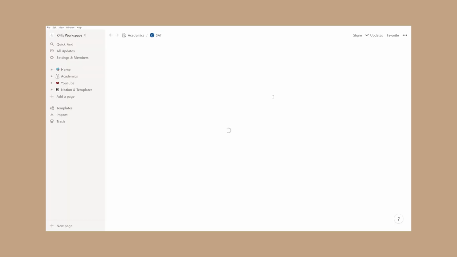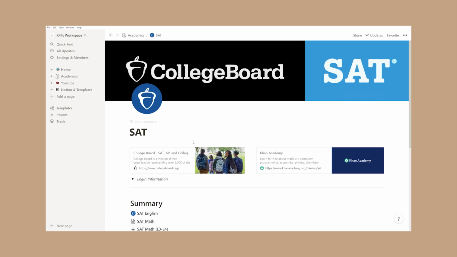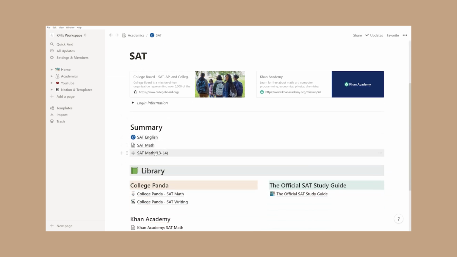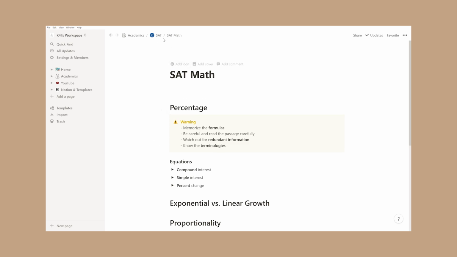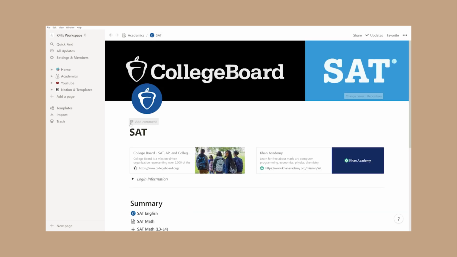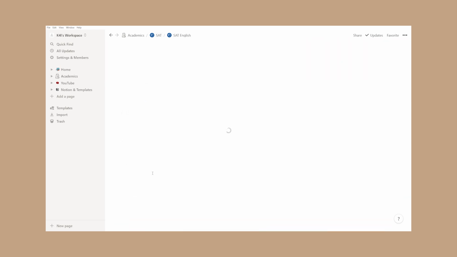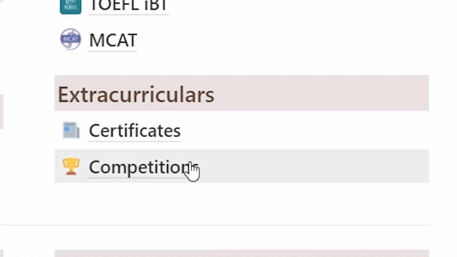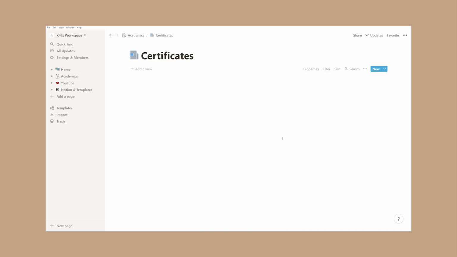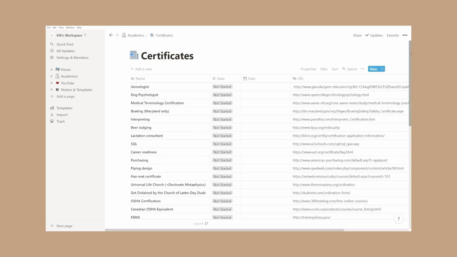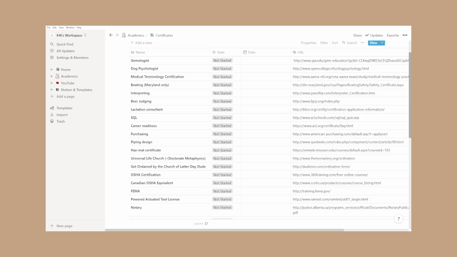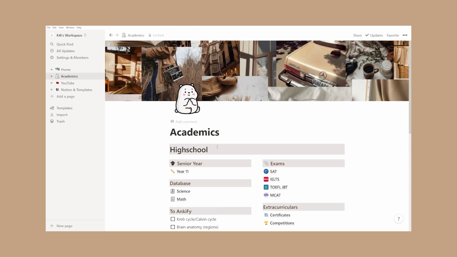What's great is that I can take notes for each specific exam. For example, if I open the SAT, as you can see, I have different notes for different resources I have about the SAT, as well as the different sections of the SAT, and links to websites and other resources. And finally, we have extracurriculars. Under extracurriculars, these pages are where I keep track of different competitions or different certificates that I can get online to boost my portfolio.